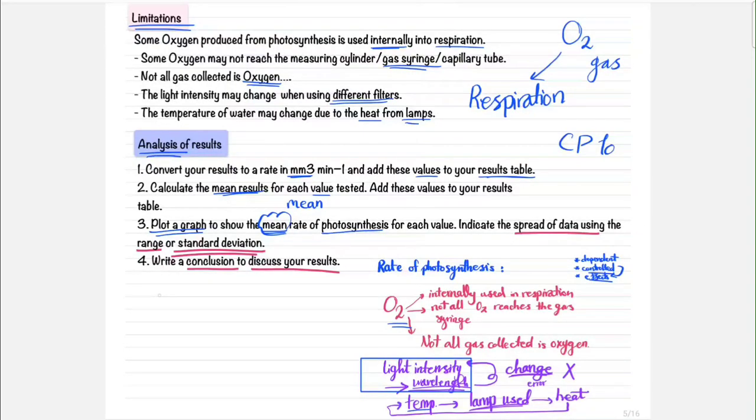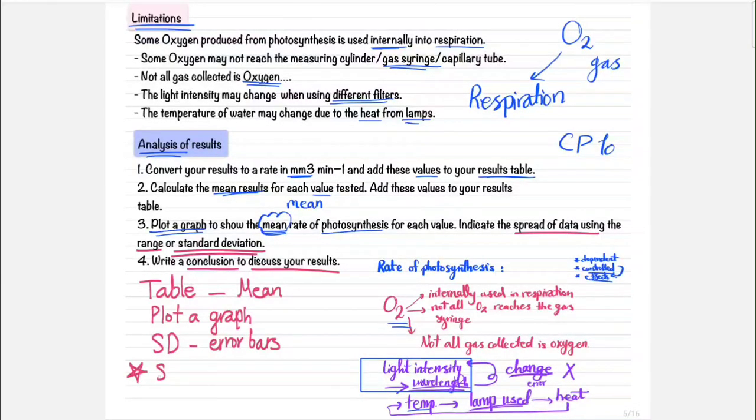Alright, so I'm going to draw a table. I'm going to plot a graph. And remember that the table has a mean value. And you're going to get a conclusion. Of course, standard deviation, error bars. Then you're going to say that you have to use something like Spearman's rank correlation coefficient.